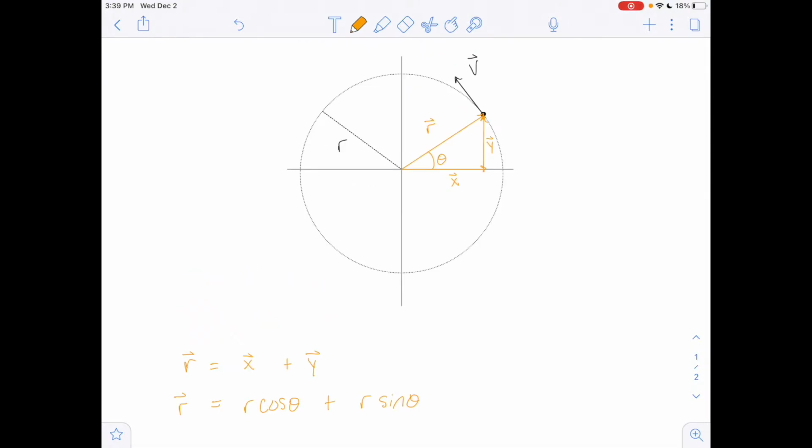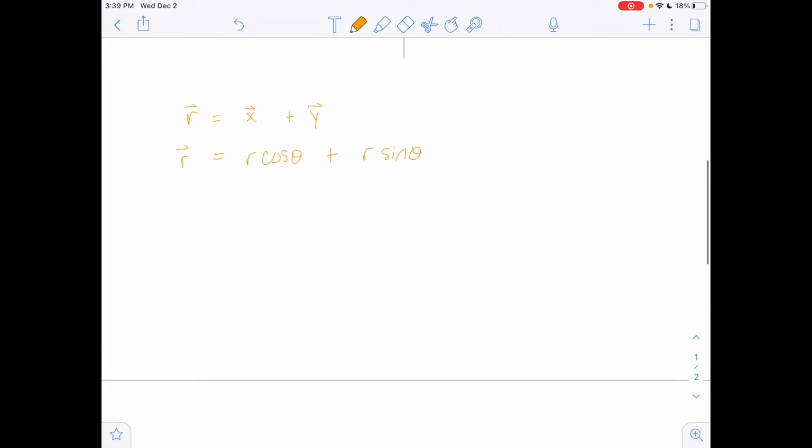So we have an object moving around this circle. The time that it takes to make it around the circle one time is defined as the period. So let's go ahead and write that. The period is the time to complete one revolution around that circle. And we use the letter capital T to represent period.